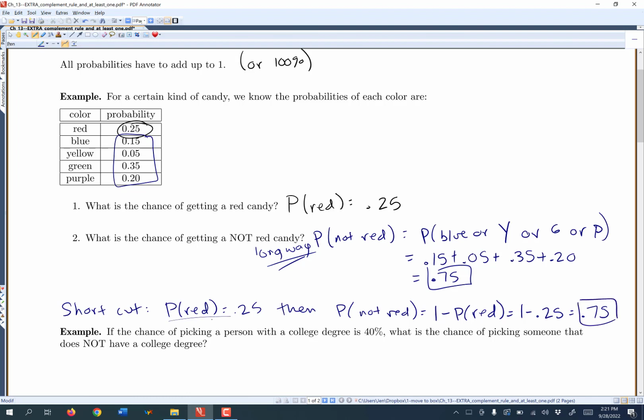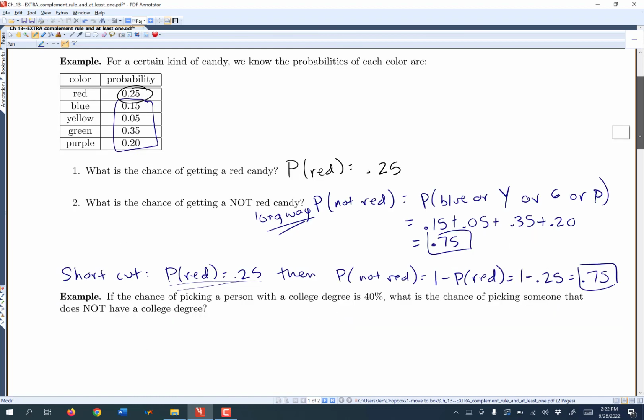So if I know the probability of red is 0.25, instead of finding the probability of everything that's not red, I can just do 1 minus the probability of red, and that gives me 0.75 is the probability of not red. So the complement rule is all about being a shortcut to save you time. If you know one probability, then the probability of everything else is just 1 minus that. Let's try a few more examples.